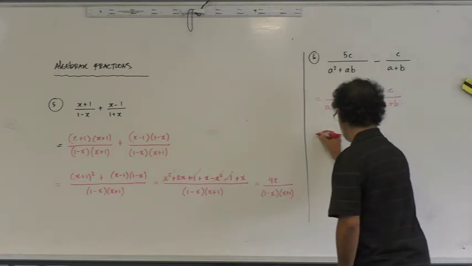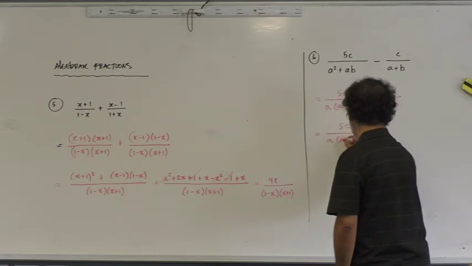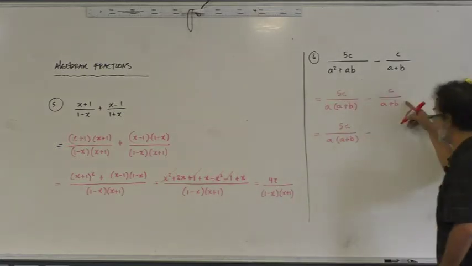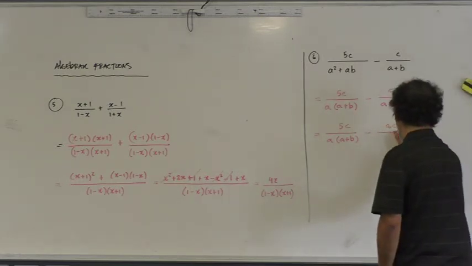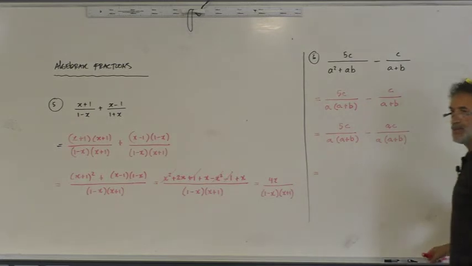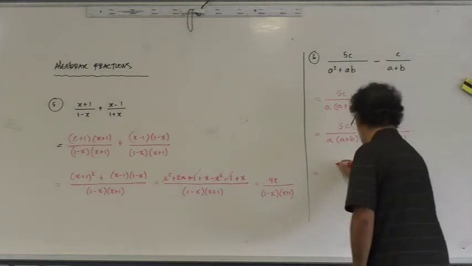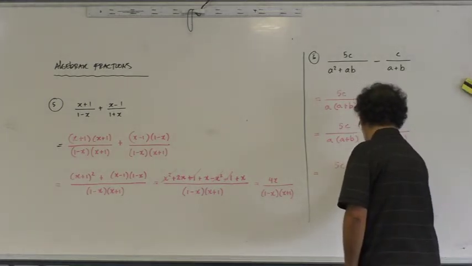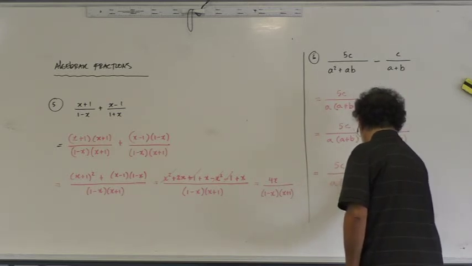All right, so when you multiply, this one stays the same, so A plus B. But when you multiply this by A, then in here you're going to have AC. And the bottom now is A plus B. Do we have the same denominator? Yes. So that means that we can put them together. Right. So we're going to have 5c minus AC all over A plus B.